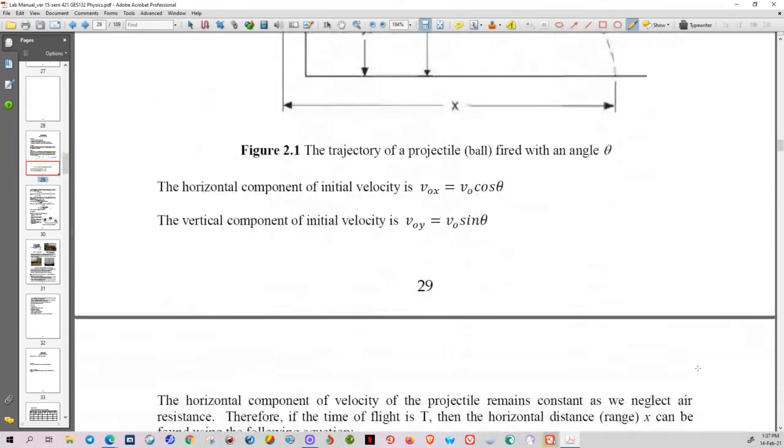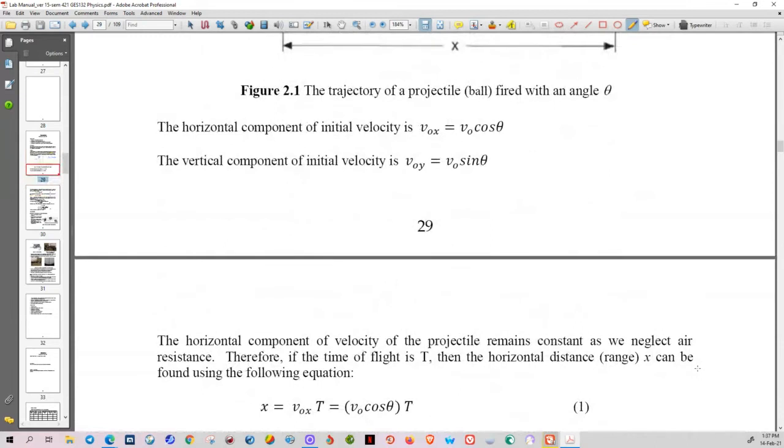What's important is that the horizontal and the vertical component of the projectile are actually not going to affect each other, okay? They are independent. When we say independent, v0x will not affect v0y, and v0y will not affect v0x. The X component of the velocity will not affect the Y component. The Y component of the velocity will not affect the X component, okay?